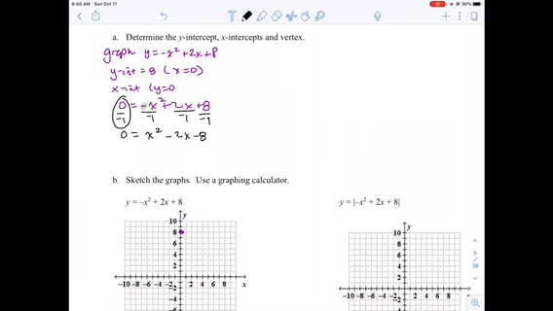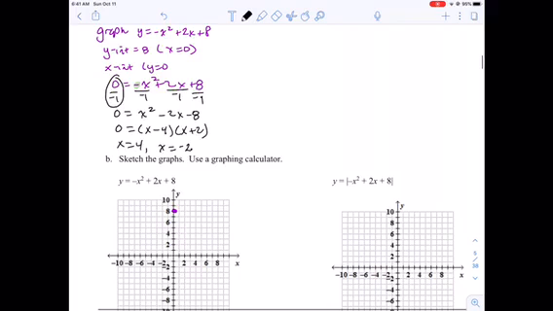Now I want to factor, if I can, to find the roots. If I couldn't factor, I would use the quadratic formula if I needed to. But this is easily factorable. Factors of negative 8 that add up to negative 2. I've got an x minus 4 and an x plus 2. So x is equal to 4 and x is equal to negative 2. Okay, so let's graph those.